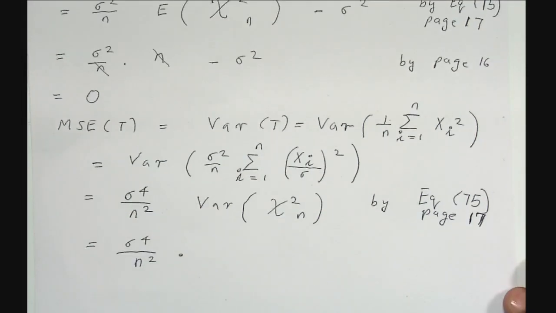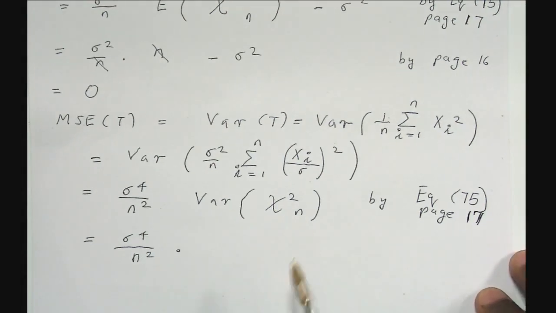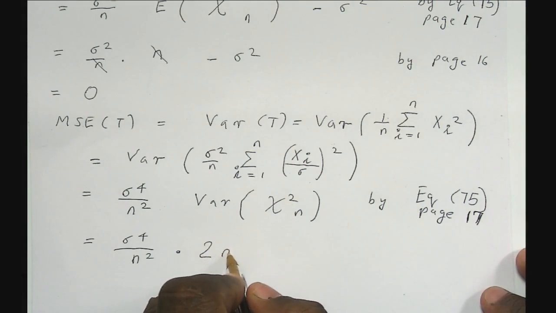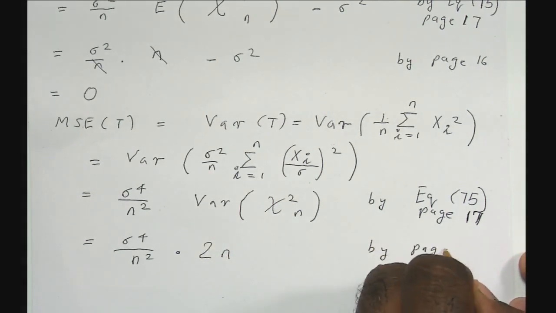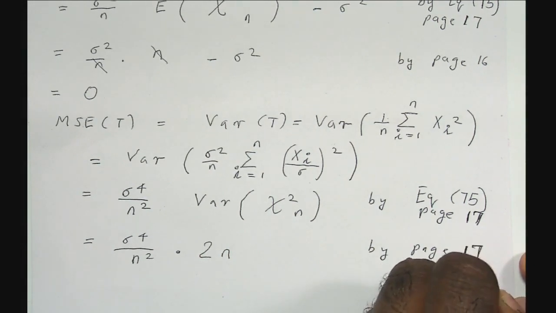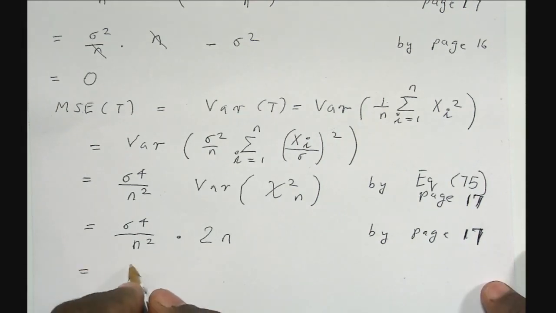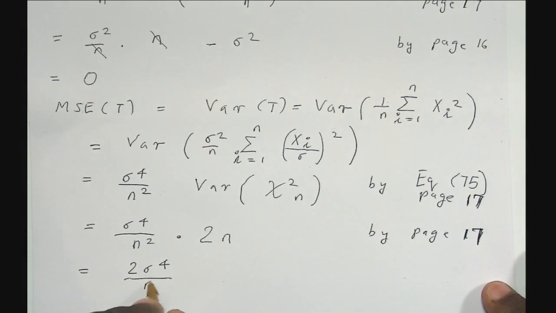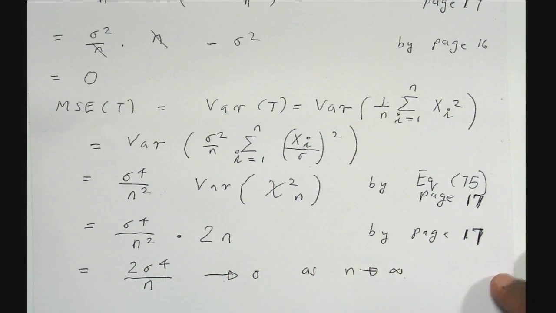Another property I'm going to use here, which I think I mentioned to you before, is that the variance of a chi-squared variable is 2 times the degrees of freedom. So in this case, the variance of this is 2 times n. That's a property, once again, on page 17 of the notes. So this simplifies to 2 sigma 4 divided by n, which as n approaches infinity approaches 0.